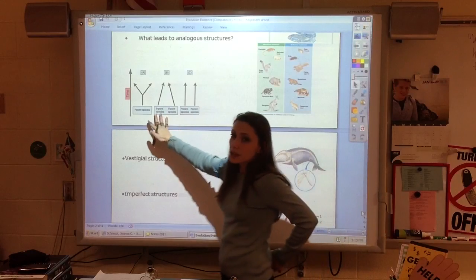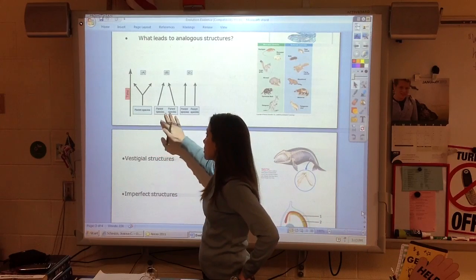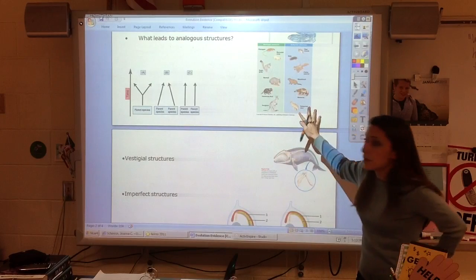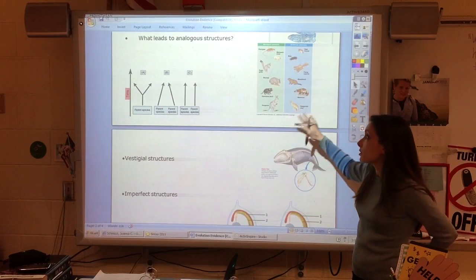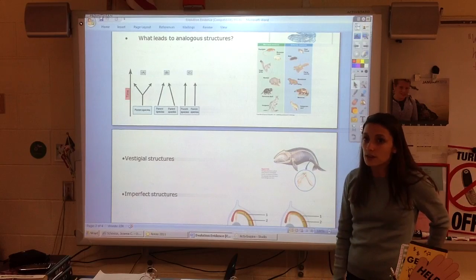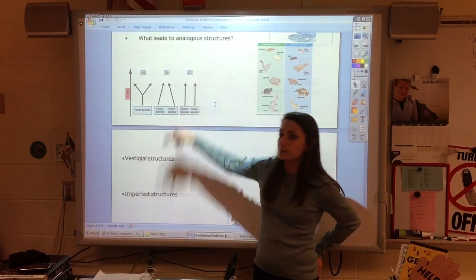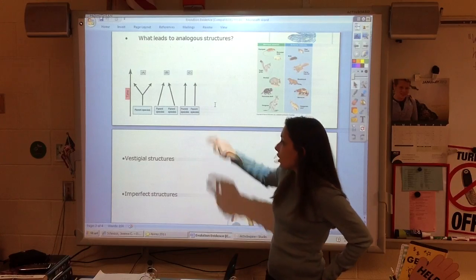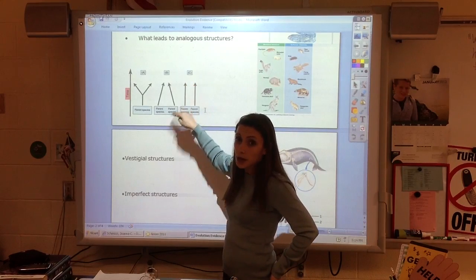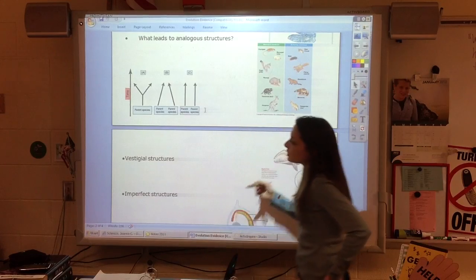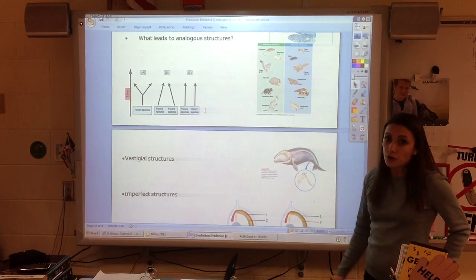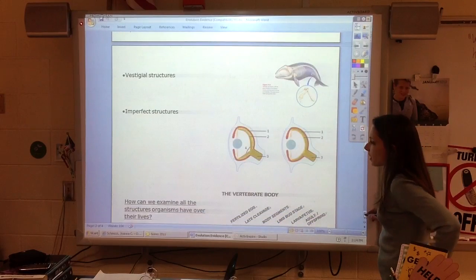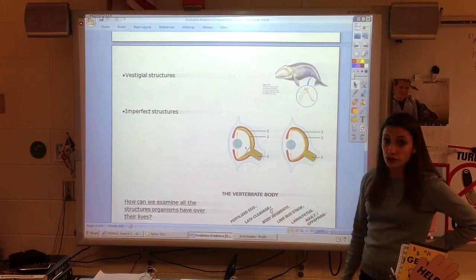And so we have these three different patterns here: divergent, convergent, and parallel evolution. And we did talk a little bit about mammals, especially marsupial mammals, as evidence of parallel evolution. Those of you who read some of the gems also saw parallel evolution. Coevolution is another example of parallel evolution. And so now we need to move into vestigial and imperfect structures, and then we're going to really look at the idea of how we can examine all these structures together.